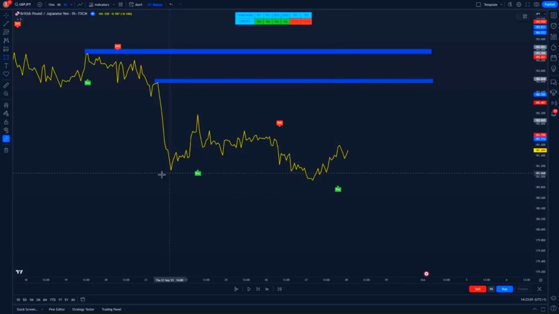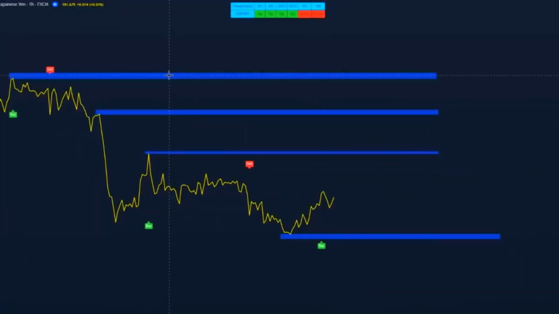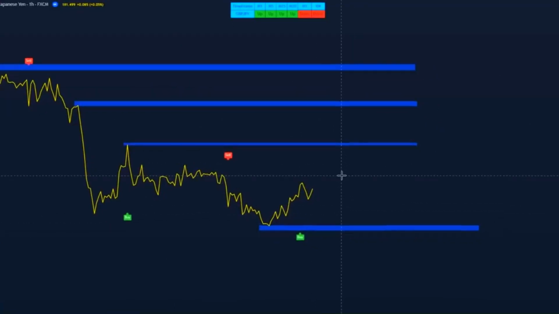And then on the support side I would mark out this zone, but you can see price has broken this level right here and come down, so I'll mark out the bottom. And finally I'll mark out this level as a resistance as well. Okay, so we've got our 3 lines of resistance here and our 1 level of support. So let's see where price moves.